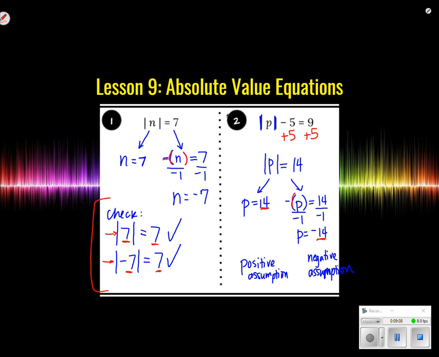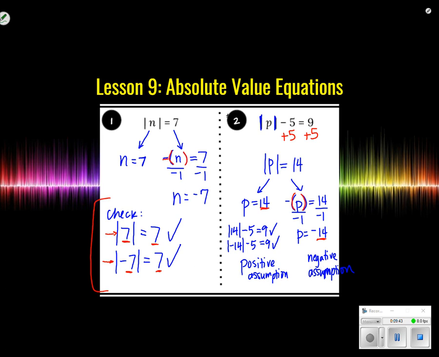Right now, the parentheses aren't doing a whole lot, but when I get more than one thing, like P plus 5 inside the absolute value, it's going to allow me to do the distributive property and get the right answer. Let's do a quick check. Is the absolute value of 14, which is 14, minus 5, equal to 9? Yes, it does. And the absolute value of -14 minus 5, well, absolute value of -14 is 14. 14 minus 5, does that equal 9? Yes, it does.